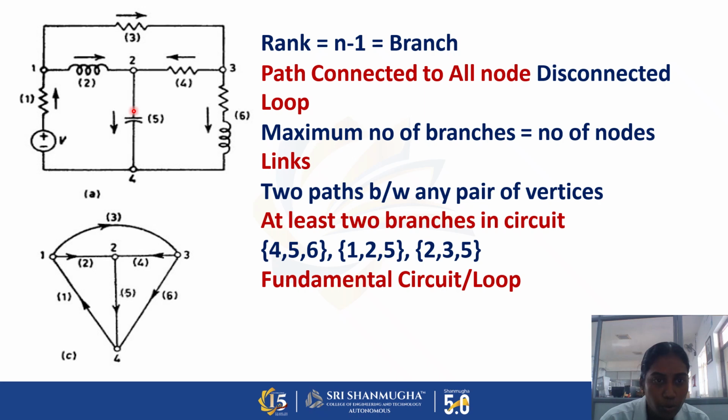So 1, 2, 5 is one kind of closed loop. 4, 5, 6 is one kind of closed loop. Then 2, 3, 4 is one kind of closed loop. So these are fundamental circuit loops. A loop is nothing but a closed contour.